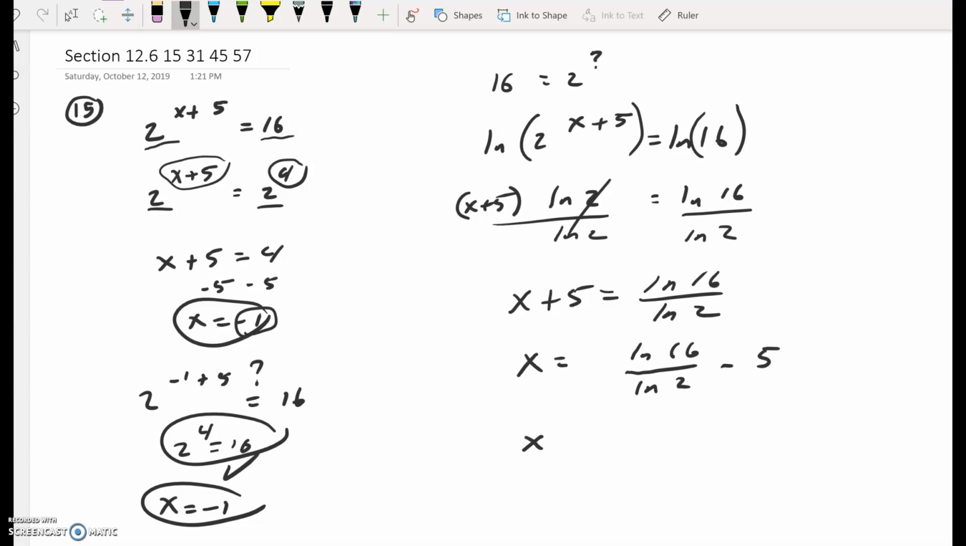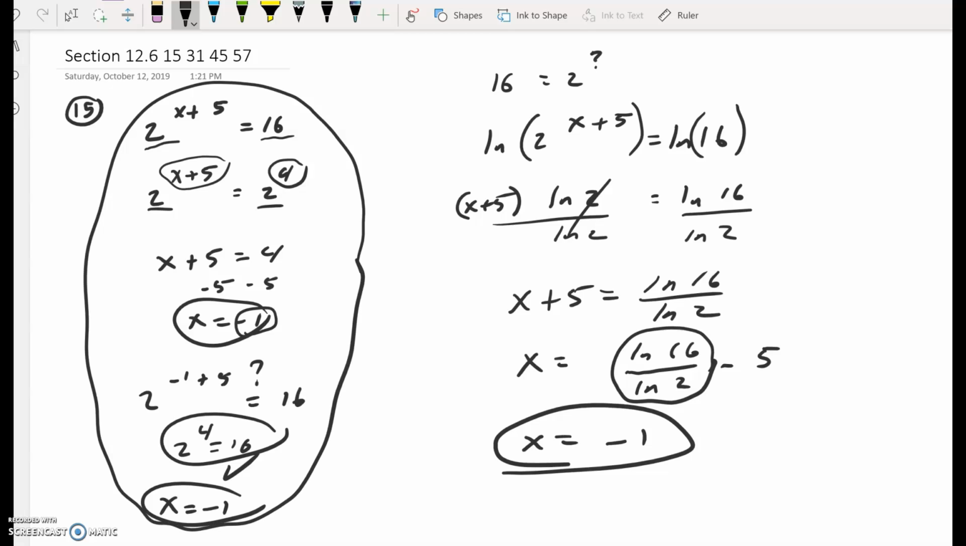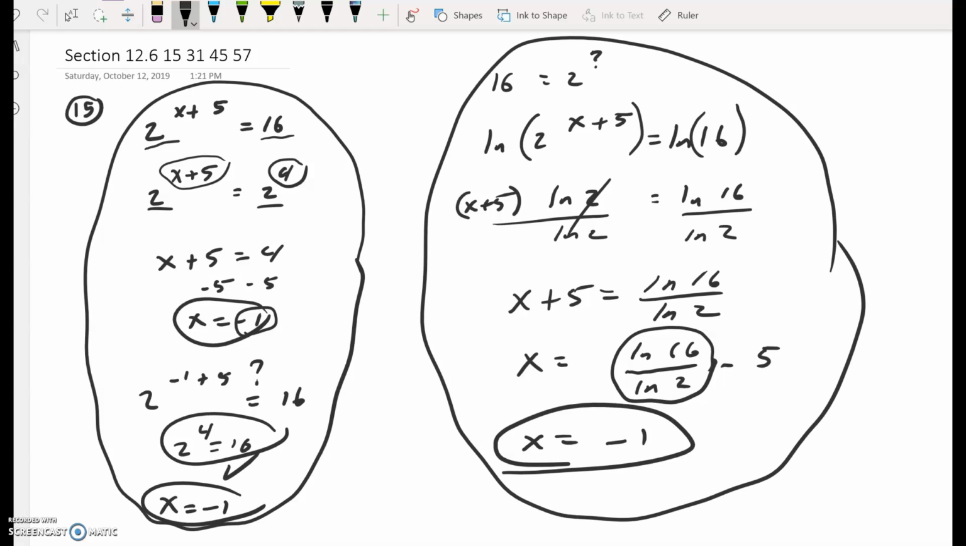If you grab a calculator and do the work, you will find that this is 4, and 4 take away 5 is -1, and you're done. You need to know both methods so that when you want to, you can use this, which is sometimes slightly easier and faster, and then if that's not working for you, you can use this more powerful method that uses the idea of taking the natural log of both sides.